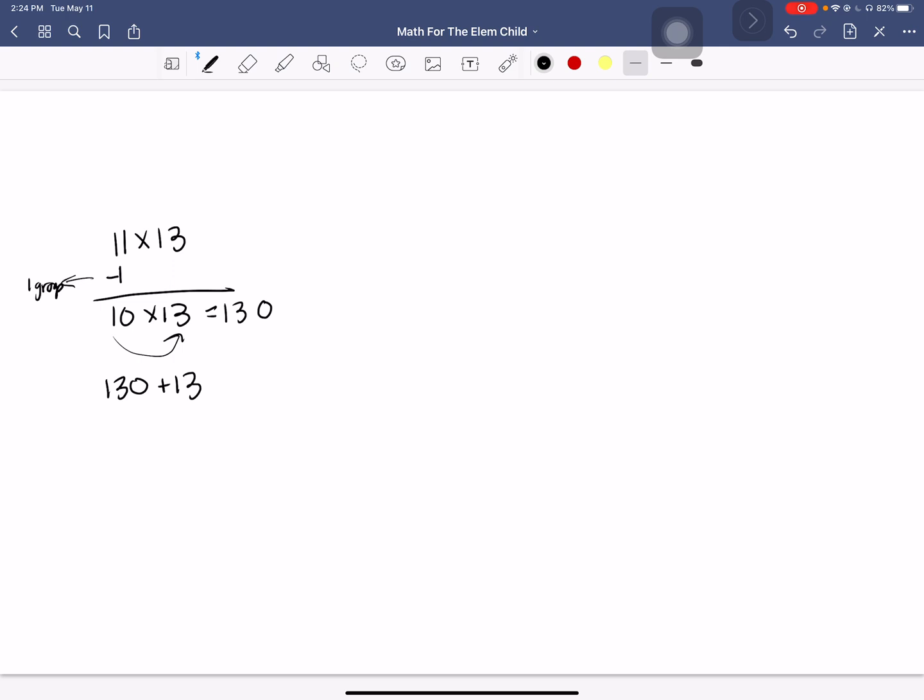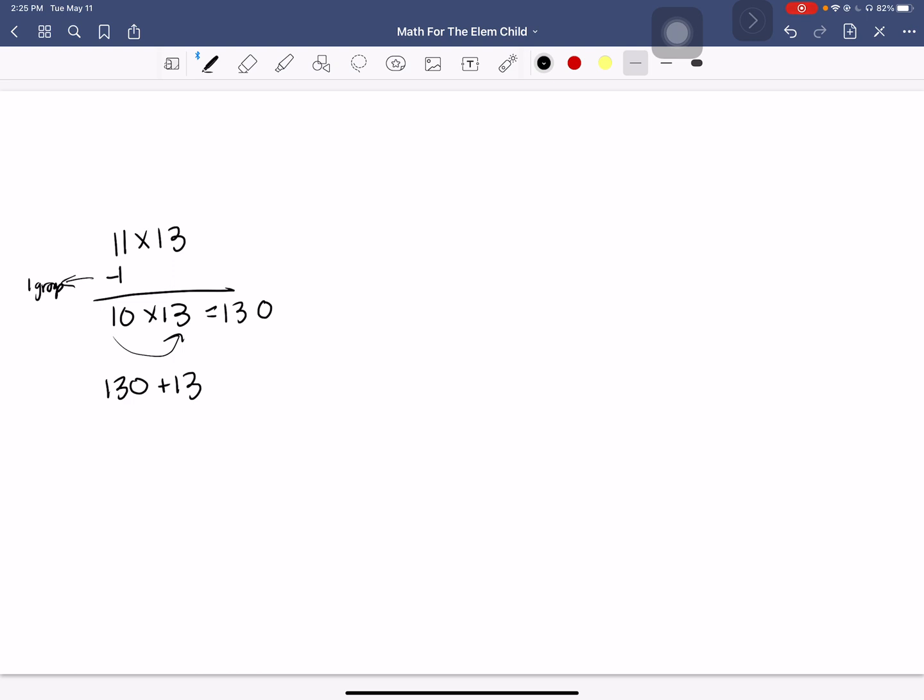If we were to take away 6 and get down to 5, then we would have 5 times 13. That can work as well, but then we would have to add 6 groups of 13 back into whatever sum is 5 times 13.